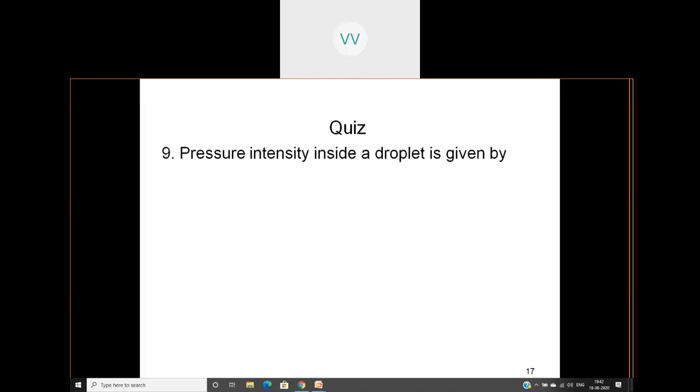Then, the pressure inside a soap bubble is given by P is equal to 2 sigma by D, P is equal to 4 sigma by D, P is equal to 8 sigma by D, or P is equal to 3 sigma by D. And the pressure inside a droplet is given by, since a droplet is a small one, 4 sigma by D. In yesterday's class, we discussed the different pressures within a soap bubble, a droplet of water, etc.